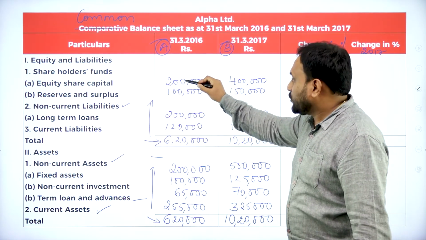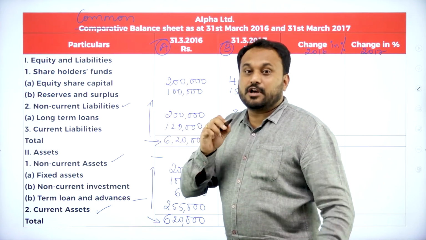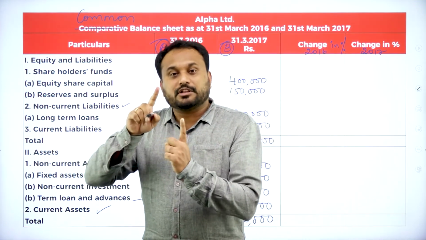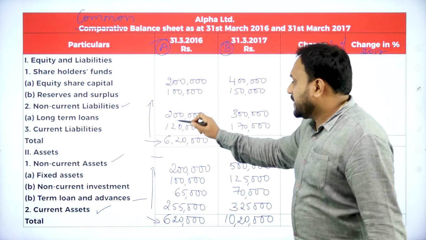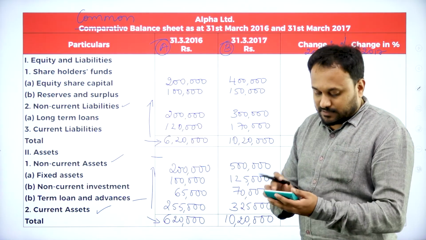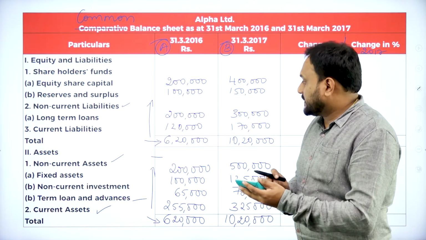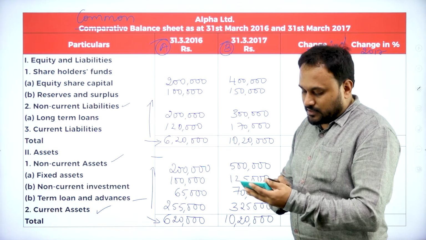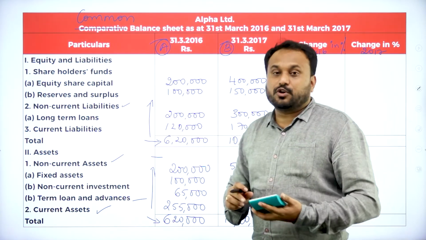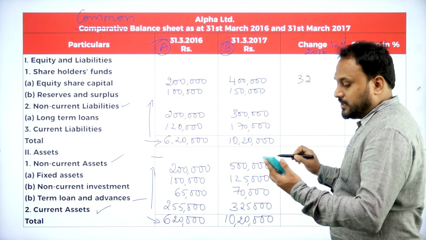That means 2 lakh divided by 6,20,000. Now we are not going with comparative, we are going with the common statement. How to go with the common statement is very simple: 2 lakh divided by 6,20,000 into 100. Why? Because we go with percentage. So here we got how much? 32.25%.